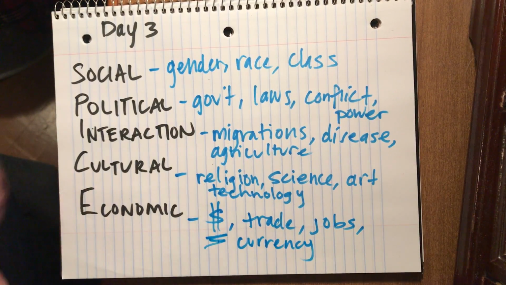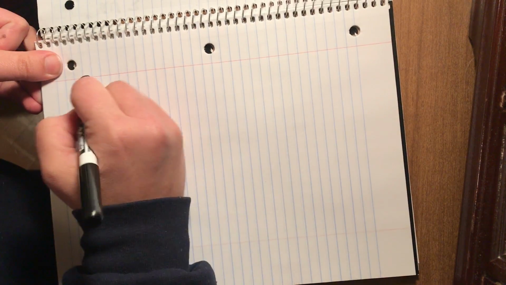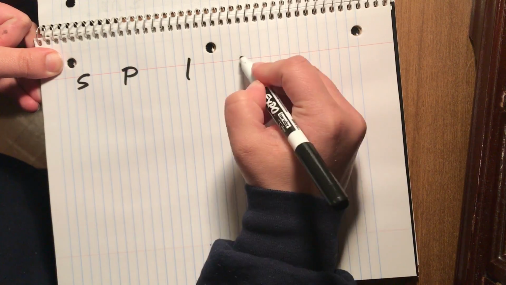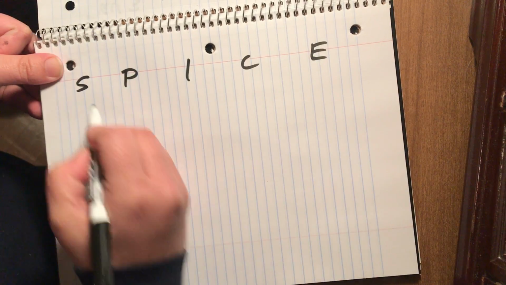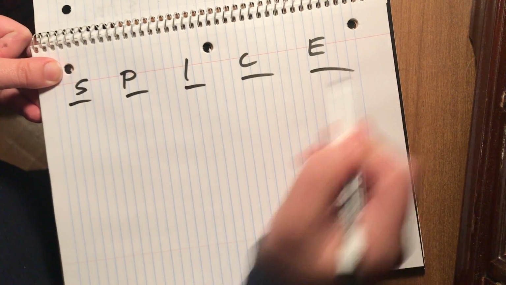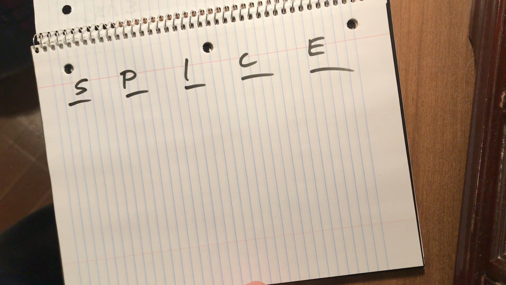Okay, so as you're going through and actually sorting them, just make yourself a chart. Just turn a piece of paper sideways. Yours will probably look better than mine. Make yourself a nice little chart, SPICE. And then you're going to organize the terms.